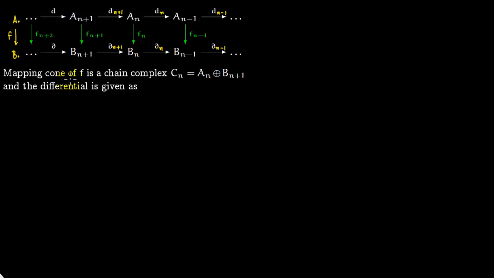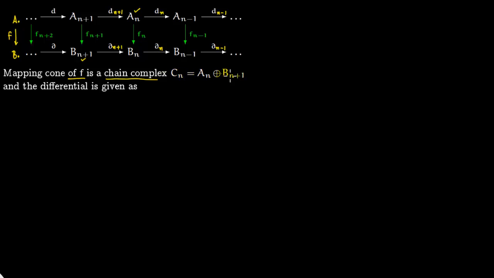So, mapping cone of F. This is a new chain complex. This new chain complex you denote as Cn. This is An direct sum with Bn plus 1. So you take An here and then you take Bn plus 1 from here.